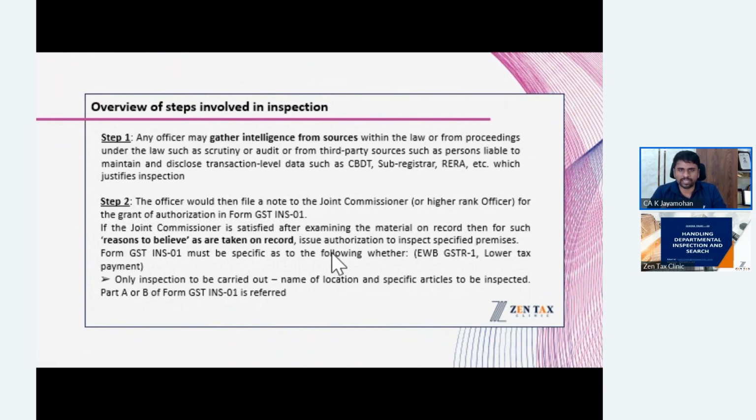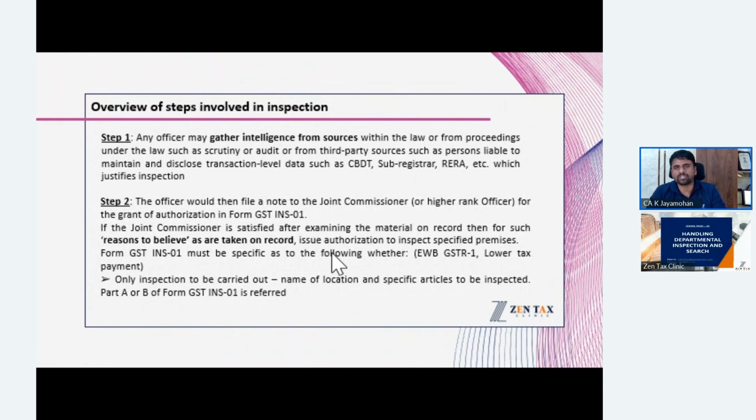So my point is that any difference between e-way bill report and GSTR1 report might constitute a reason to believe. Mere lower payment of tax might not trigger the concept of reason to believe. So you have to be mindful of certain situations and also of all these patterns, and check how your business is performing.